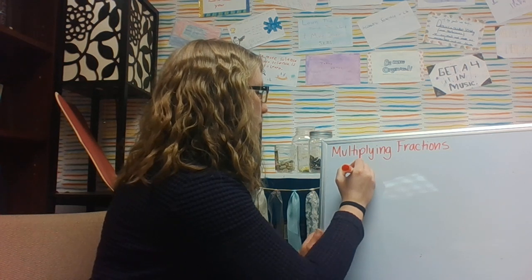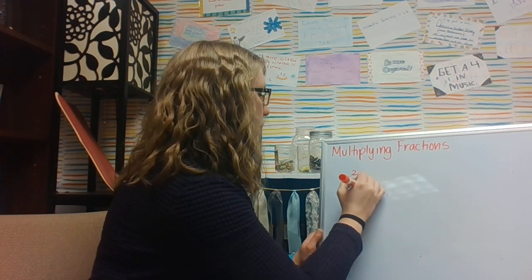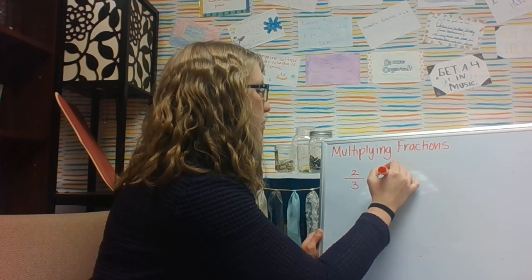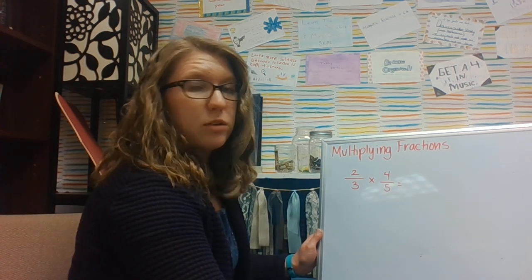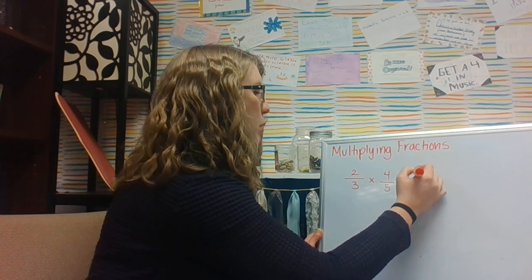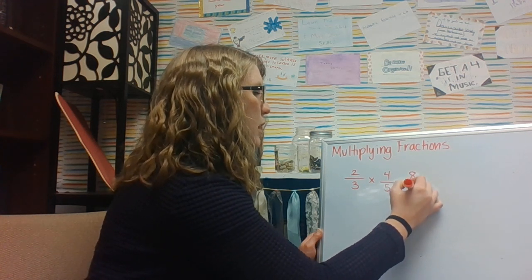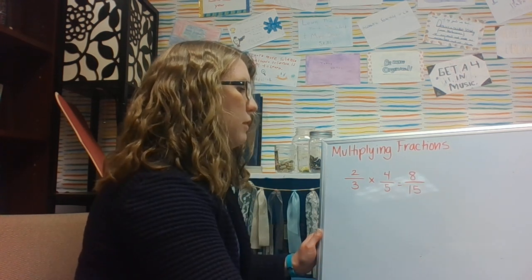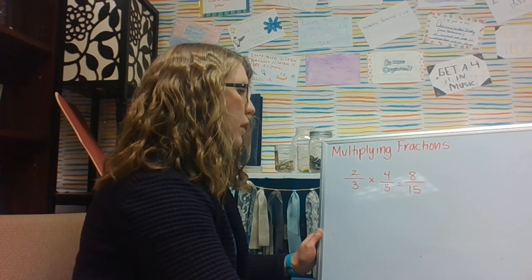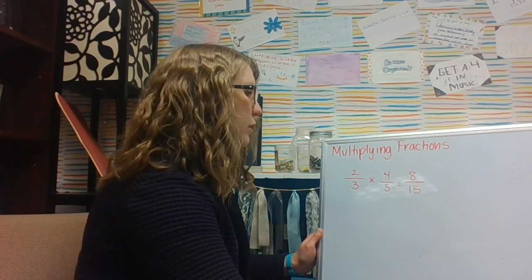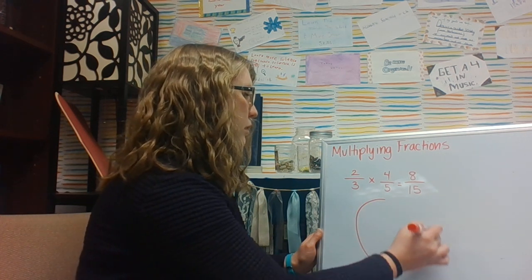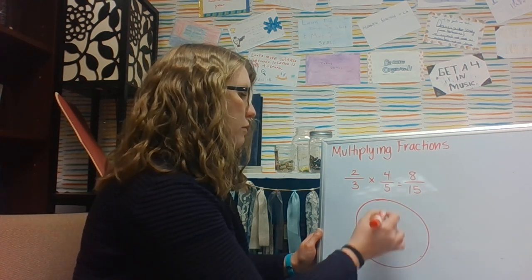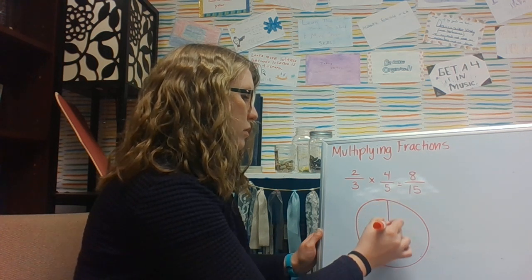So if I'm doing something like 2/3 times 4/5, I'm just multiplying straight across. So 2 times 4 equals 8, and 3 times 5 equals 15. So how does this work again? Remember that I am taking 2/3 of 4/5.